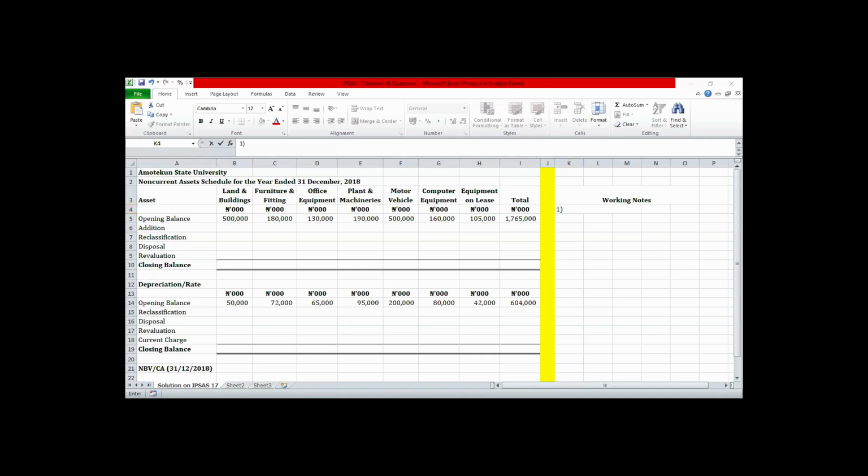The cost of land and building is said to be 500,000, and accumulated depreciation on that land and building is said to be 50,000. That's 50 million, and it's for 50 years. Now, they charge their depreciation on cost, because we're told here that the charge is on the straight line method. Now, how do we know it's on the straight line method? Let me quickly work that out.